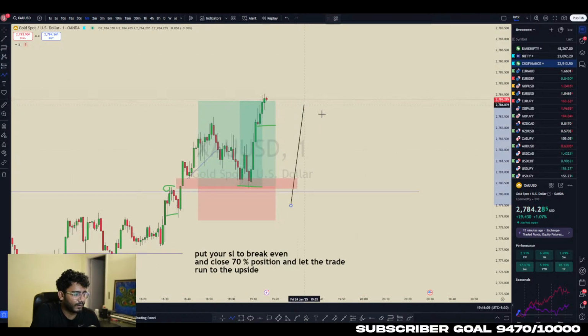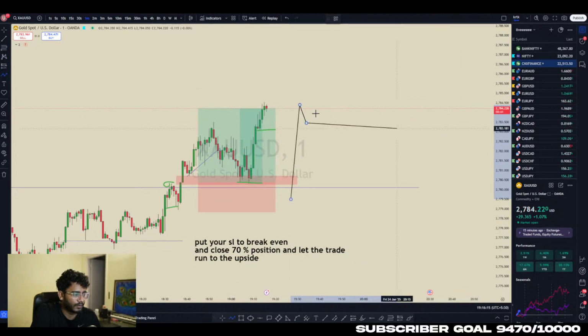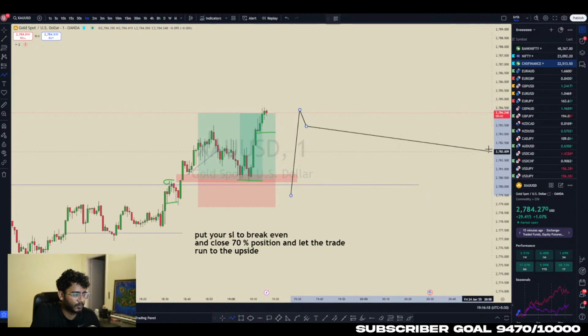price has not induced anything. Okay, so price is just continuing to the upside. So close your 70% position, and for the 30% position, what you have to do is wait for price to create something like this. Like it should create this low and it should induce.